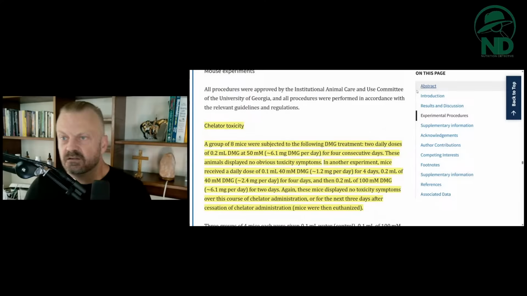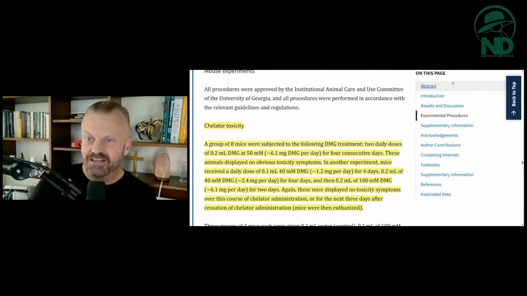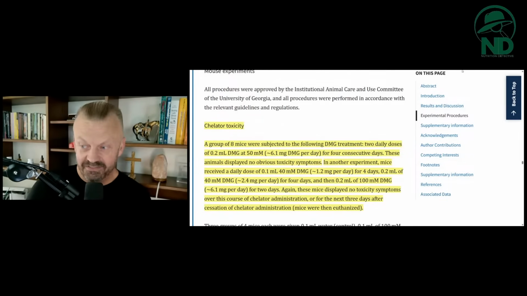Okay. Again, I'm not advocating anything. I'm just pointing stuff out in the research. So let's get into the next part. Let me move this tab to another window.